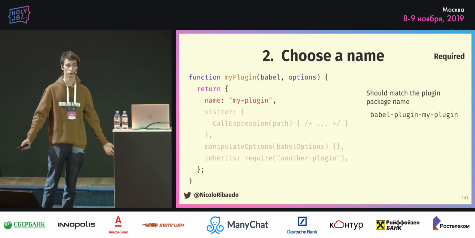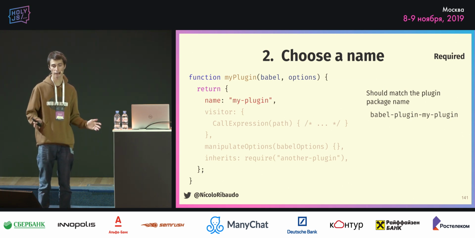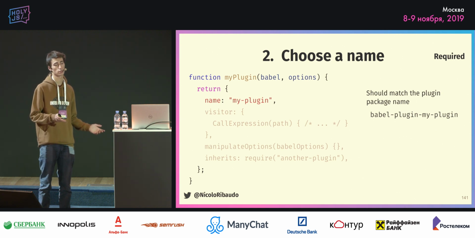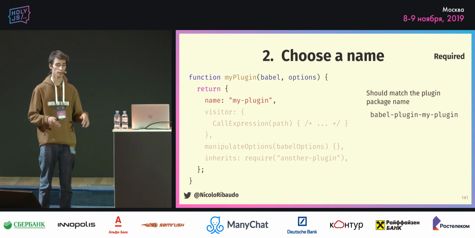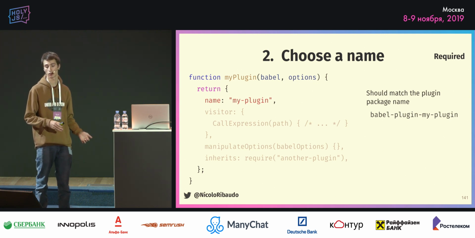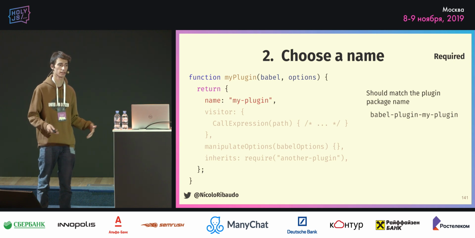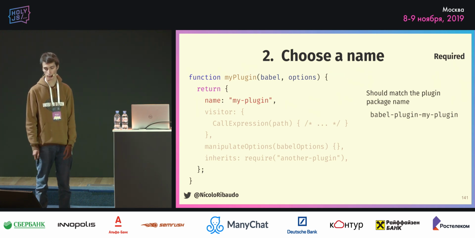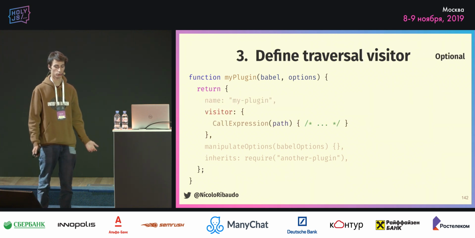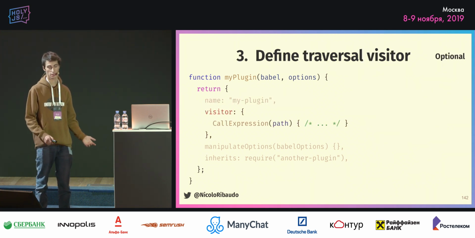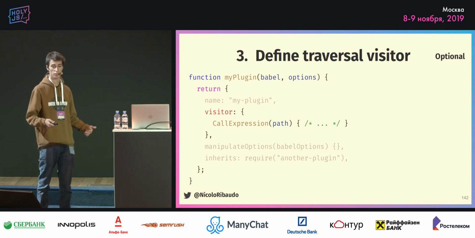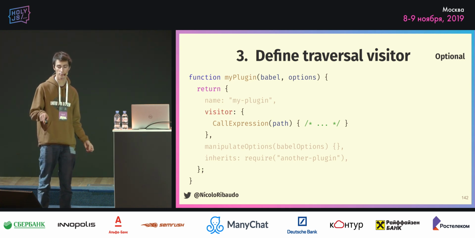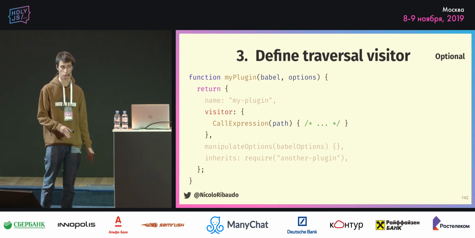This function must return an object, which must have a name property. This is used, for example, if there is an error, we attach the name of the plugin to the error so that the users of your plugin can easily understand where it comes from. A plugin can then return a visitor property, which contains all the visitors which will be passed to Babel traverse. As you can see here, this call expression visitor is getting a path parameter, and we will see in a few minutes what it is for.